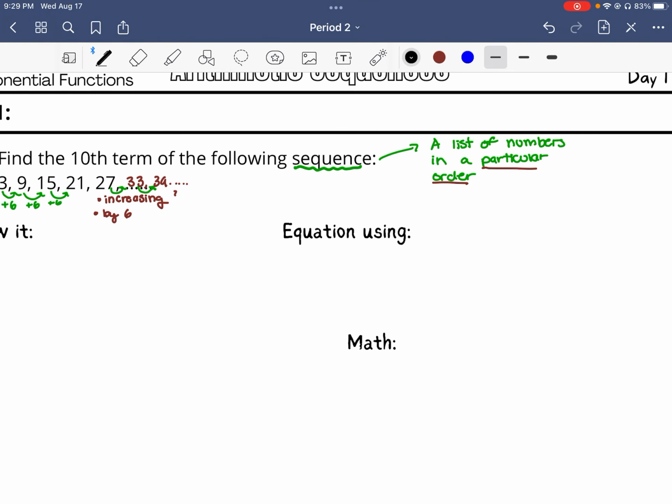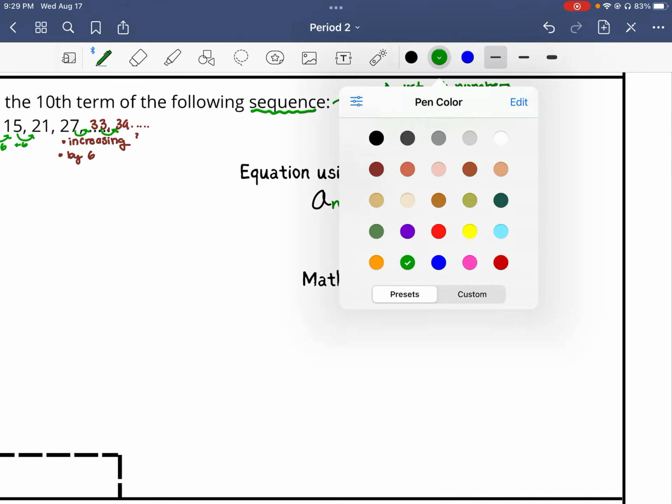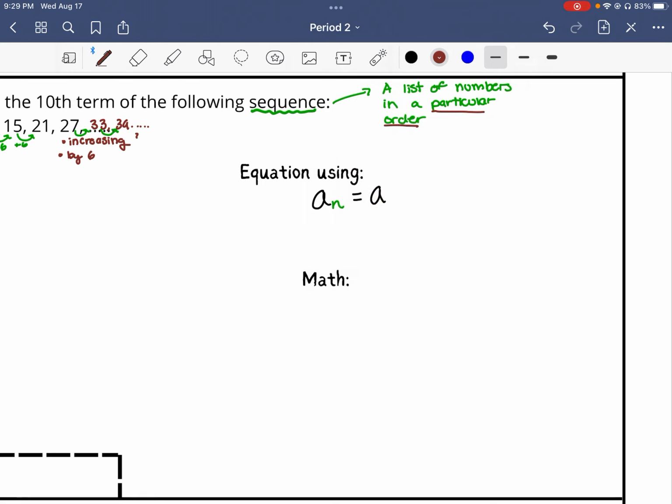We're going to be looking for A. I'm going to color code it. N equals A1 plus N minus 1 times D. Now, I'm really emphasizing that this is a times, okay?